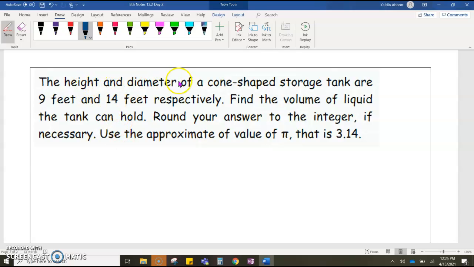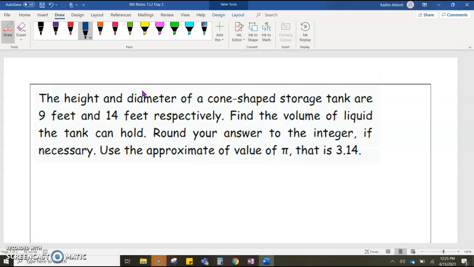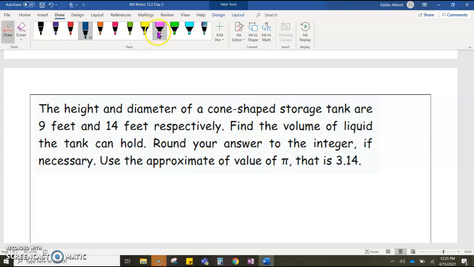Okay, so we have the height and diameter. Ooh, diameter. Do we like the word diameter? No, we don't like diameter. Of a cone-shaped storage tank are 9 feet and 14 feet respectively. Find the volume of liquid the tank can hold. Round your answer to the integer if necessary. Use approximate value of pi, that is 3.14.